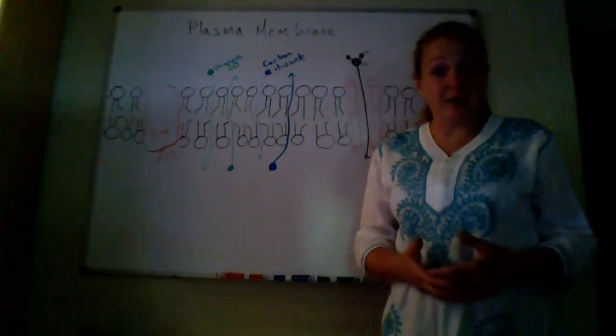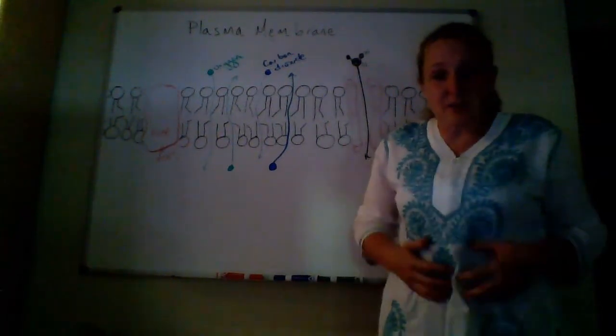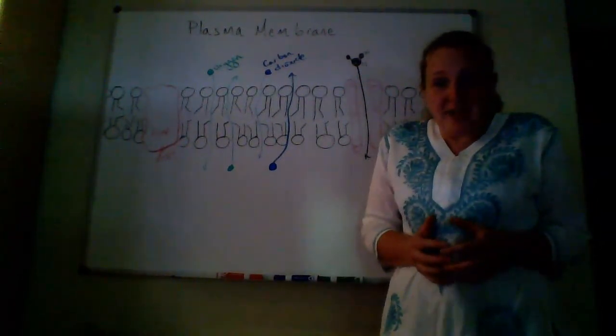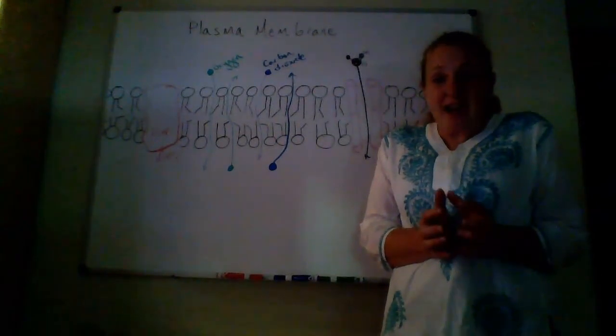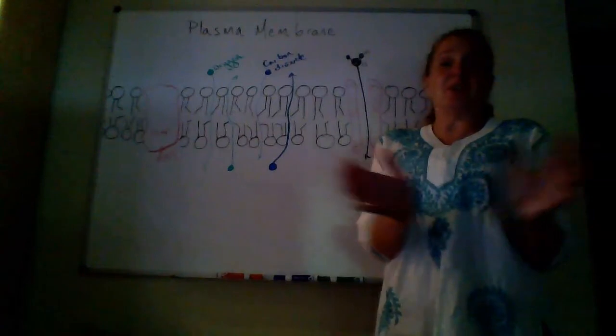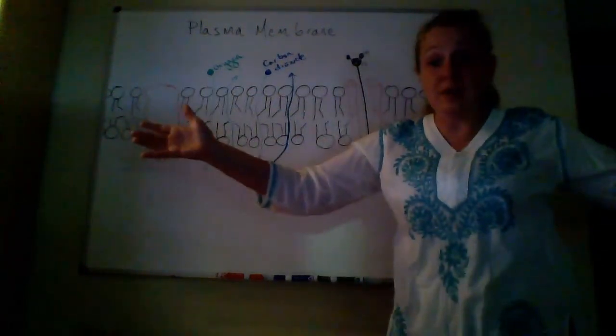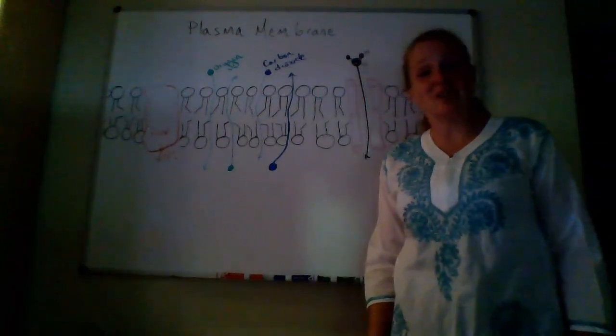If a cell wants to release hundreds of thousands of molecules all at one time, it makes all of those molecules on the inside, and then it starts to push that vesicle close to the cell membrane, and when it reaches, it merges and it just pushes all of those molecules out into the environment.